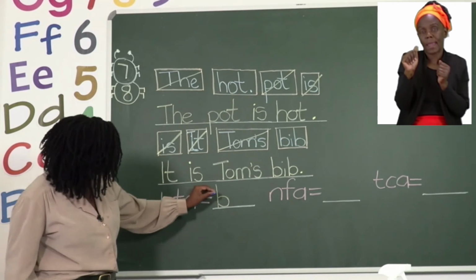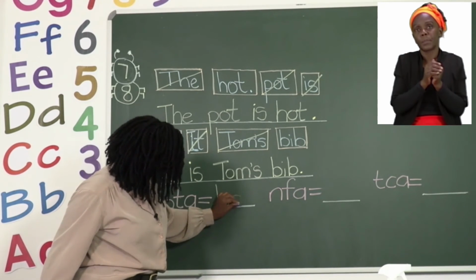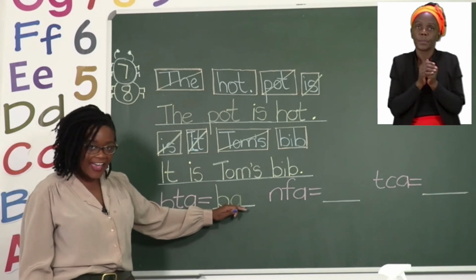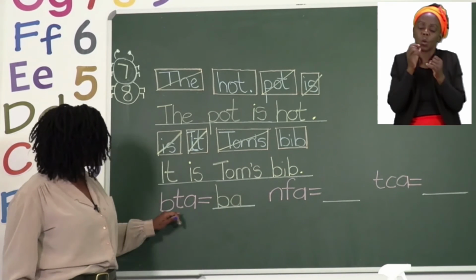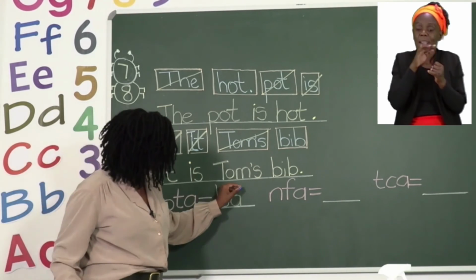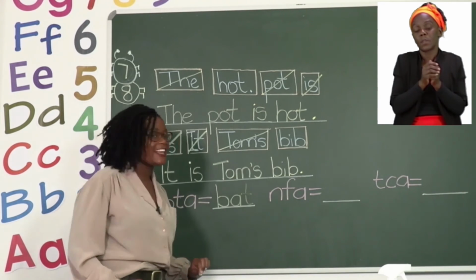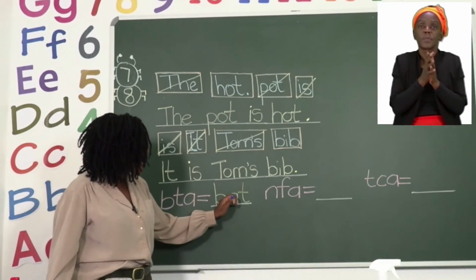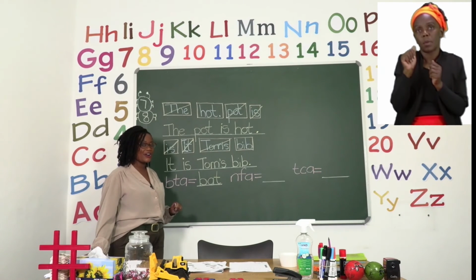So we are going to put our A. So far we have B, A, which means the last letter is the T. So we are going to write our T. And now we have the word B, A, T. Bat. Good job.